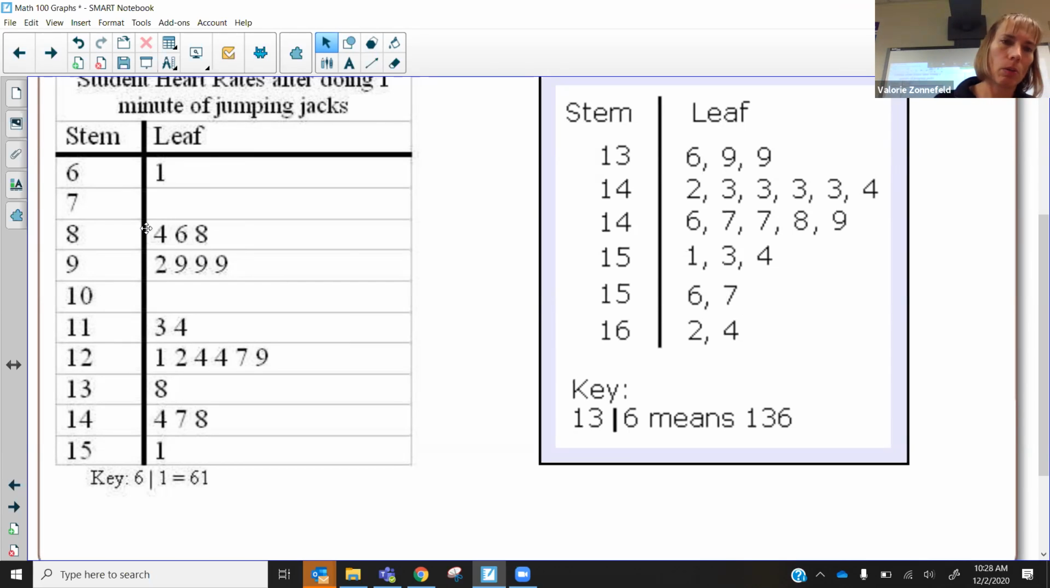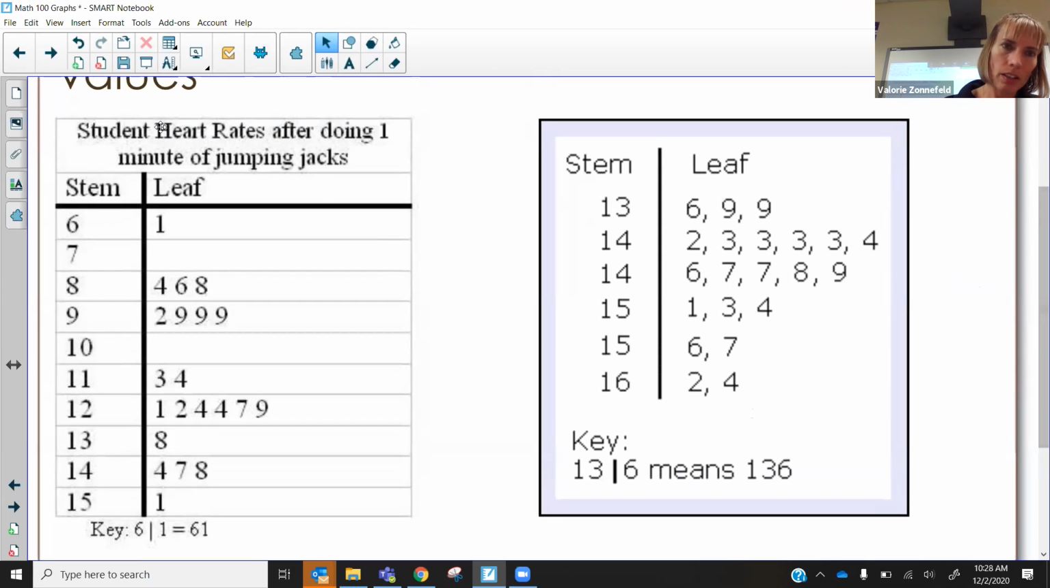Same thing over here, we have a stem and leaf plot. This is student heart rate after doing a minute of jumping jacks. So this student had a heart rate of 61. I don't know if they're quite alive with a heart rate of 61, or either that or they're super, super healthy. What was the highest heart rate for a student after doing a minute of jumping jacks?